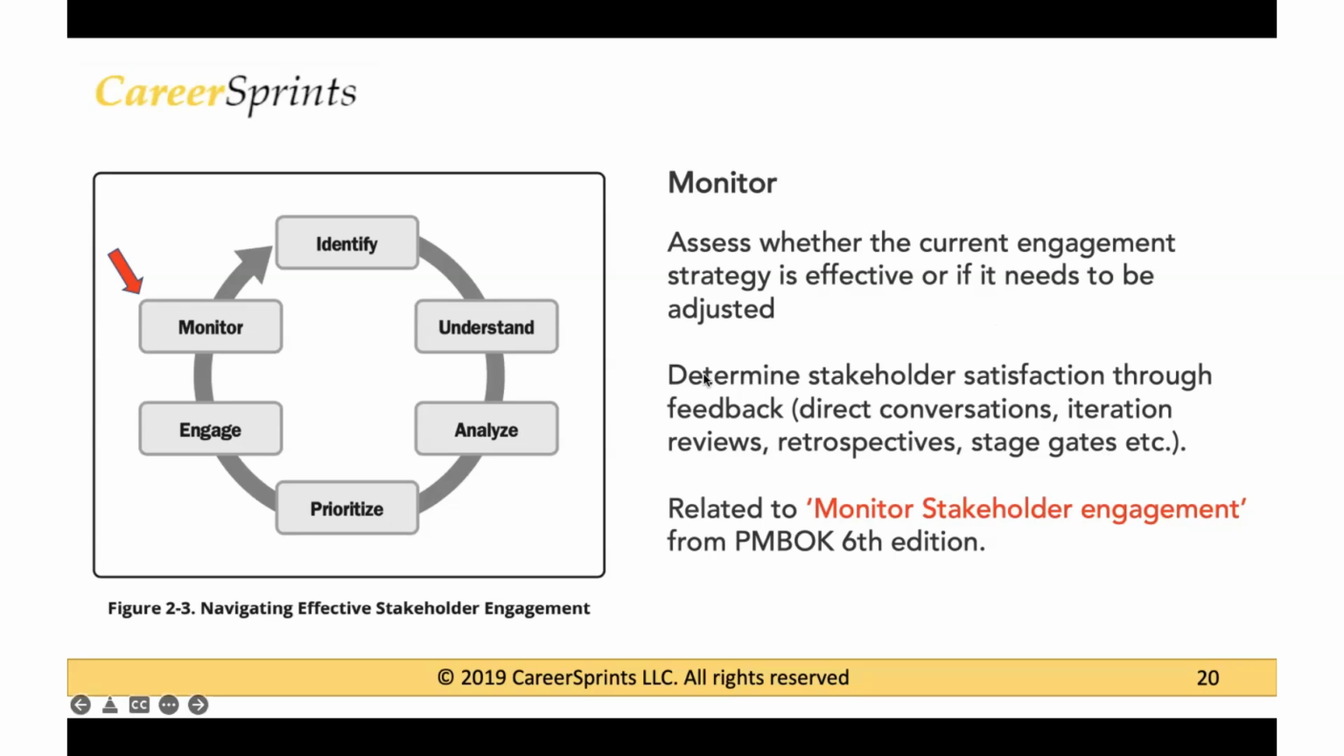So it says determine stakeholder satisfaction through feedback. So you can do surveys, you can have direct conversations, you can do retrospectives like the ones that are being done by agile teams. You can do forums where people can come and give feedback. You can do reviews, product demos, and so on and so forth. So this particular step is related to the monitor stakeholder engagement step from the PMBOK 6th edition.